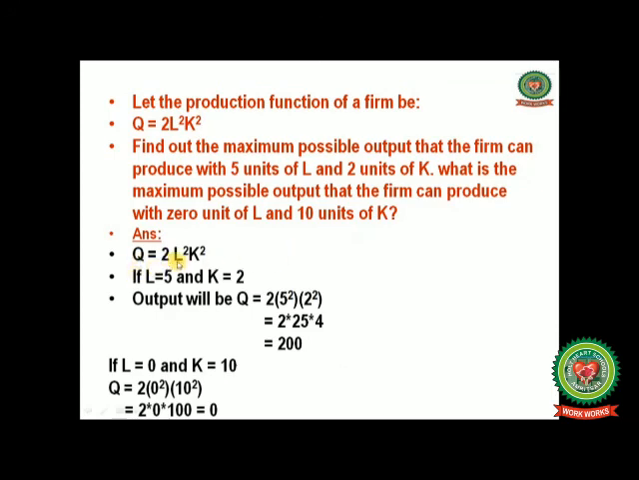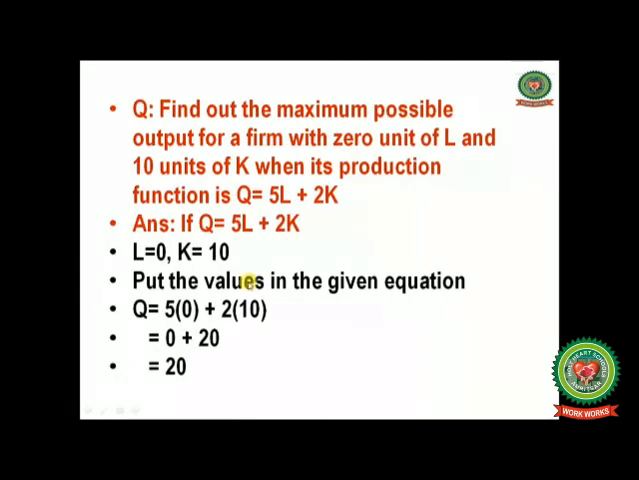Here Q = 2L²K². Given L = 5 and K = 2, putting in the values, 2 × 5² × 2², you will get 200. If L = 0 and K = 10, since one term is 0, anything multiplied by 0 gives 0, so the total output is 0.